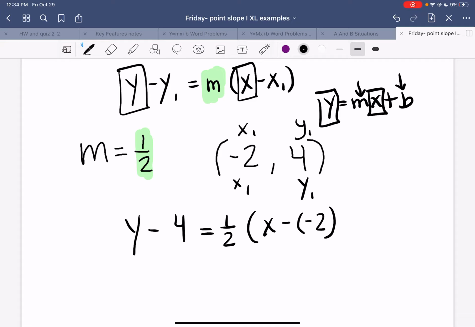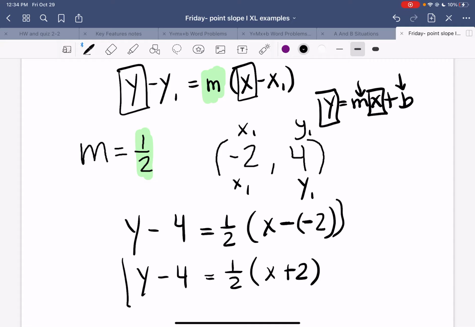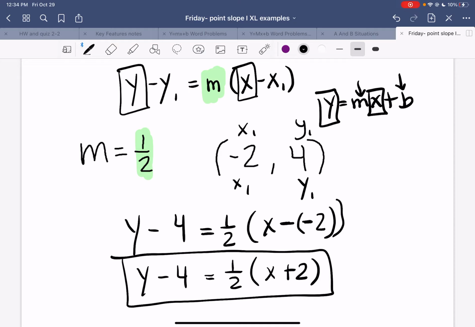So the thing about this one is that we can simplify that a little bit further. So y minus 4 equals 1/2(x, and then when we subtract a negative, we're going to actually be adding. So this would be the equation if they asked you to write an equation when you were given one slope and one point on the line. You would be able to use point-slope form to graph your line.